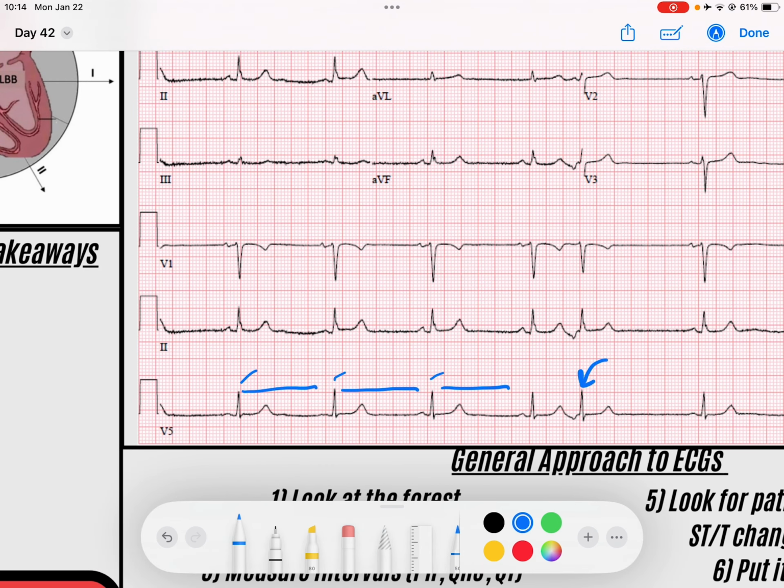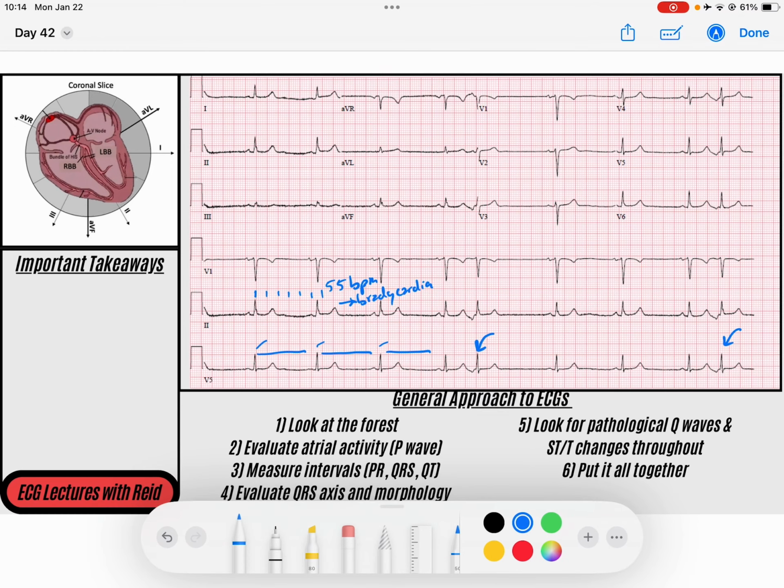We can find a QRS that starts on a solid line and count 300, 150, 100, 75, 60, 50, so maybe 55 or so beats per minute. So we would call this a bradycardia. Under 60 beats per minute would be a bradycardia. Let's figure out what type of bradycardia this is.